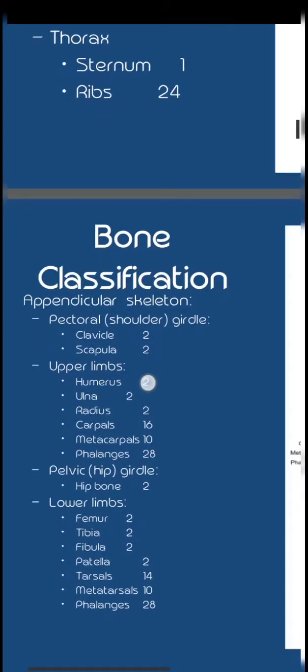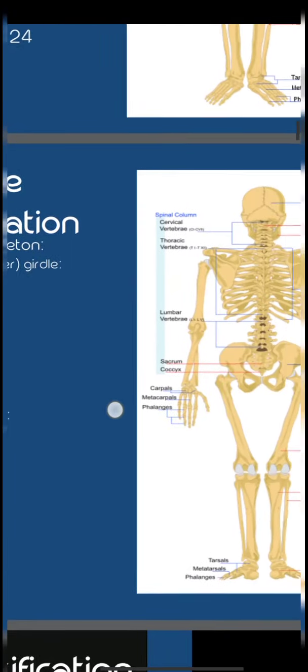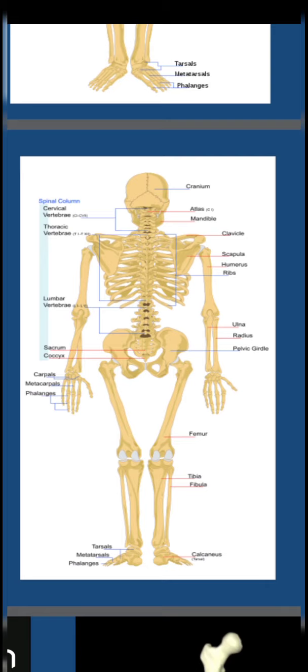Okay, now let's move on towards the appendicular skeleton. In appendicular skeleton there is a shoulder joint, then there is the upper limb.